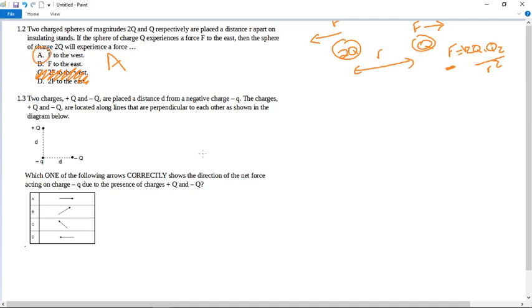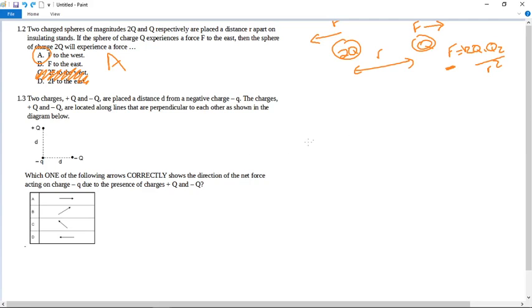Then it says to you the next one, two charges plus Q, that's plus Q over here, and minus Q are placed a distance D from a negative charge minus little q. The charges plus Q and minus Q are located along lines that are perpendicular to each other as shown in the diagram below. Now it says to you, which one of the following arrows correctly shows the direction of the net force acting on charge negative q due to the presence of plus Q and minus Q?